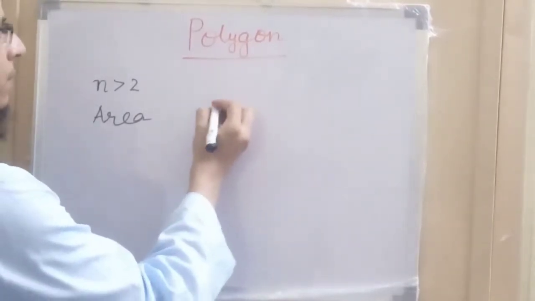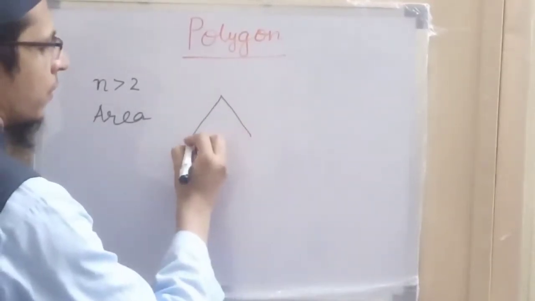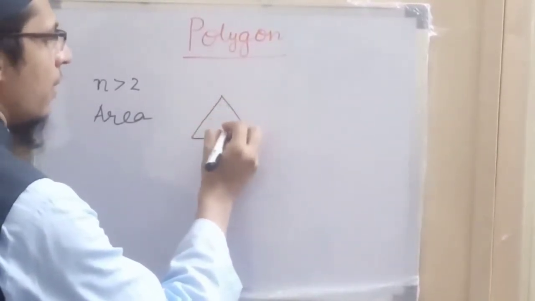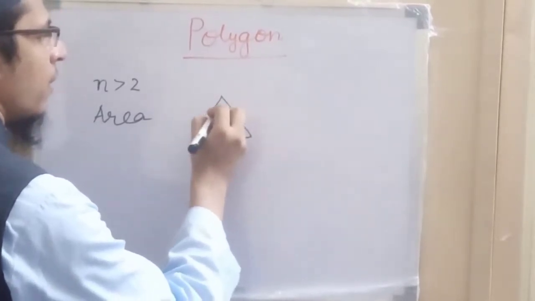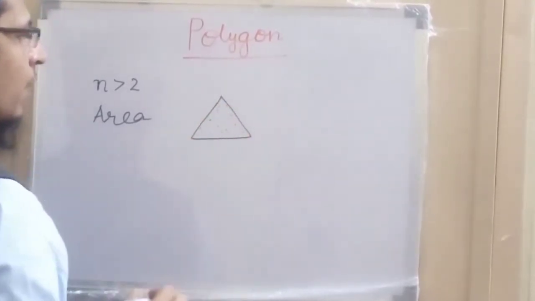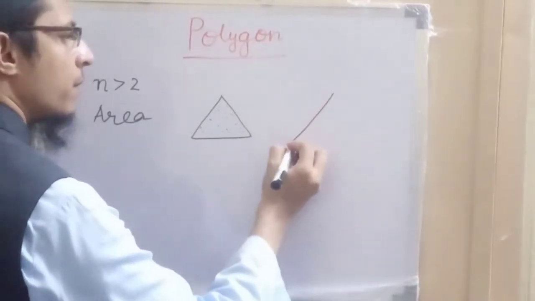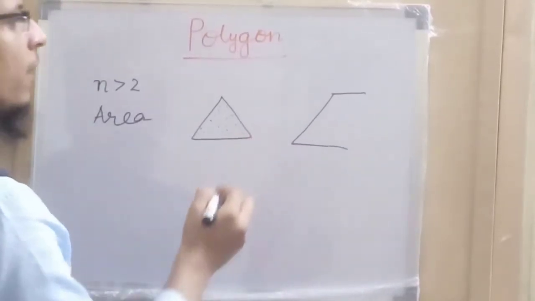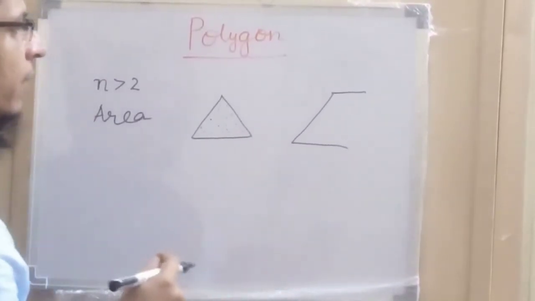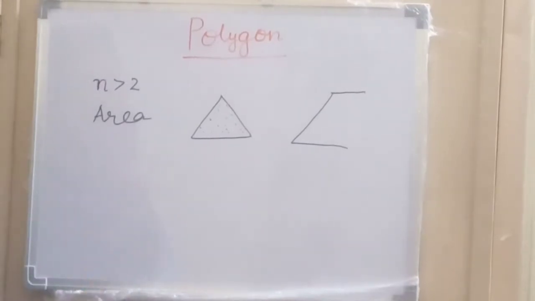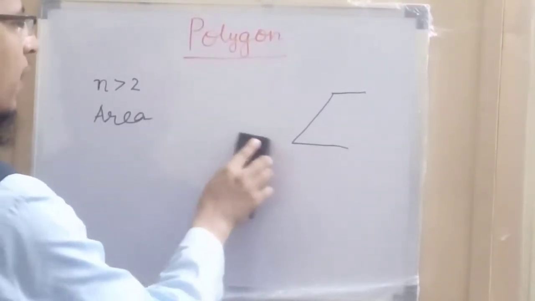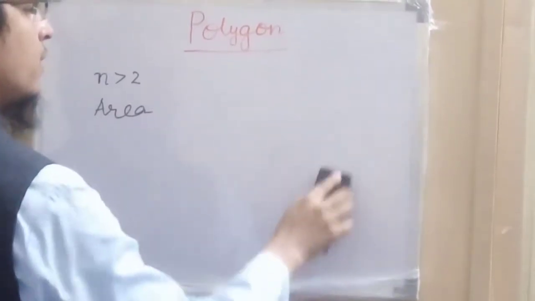For example, we have a triangle. The number of sides is 3 and it is enclosing this area. So this is a polygon with 3 sides. On the other hand, if we have a geometric figure like this, then it does not enclose an area. So although it has sides greater than 2, still it is not a polygon. So a polygon is a geometric figure which encloses an area and has sides greater than 2.